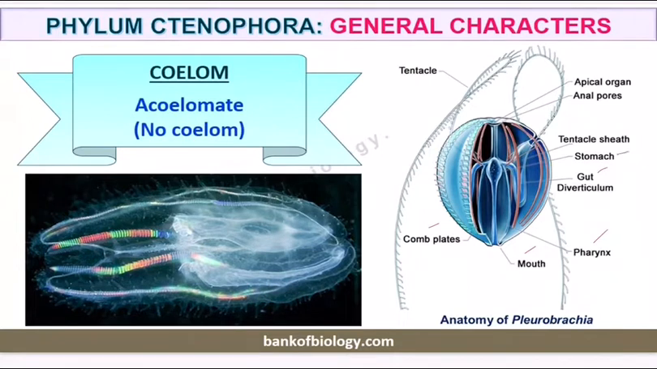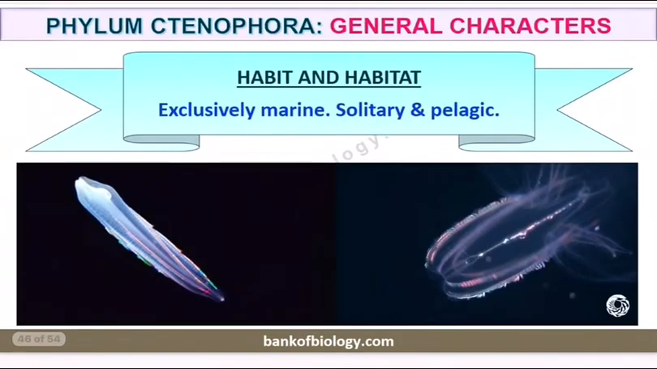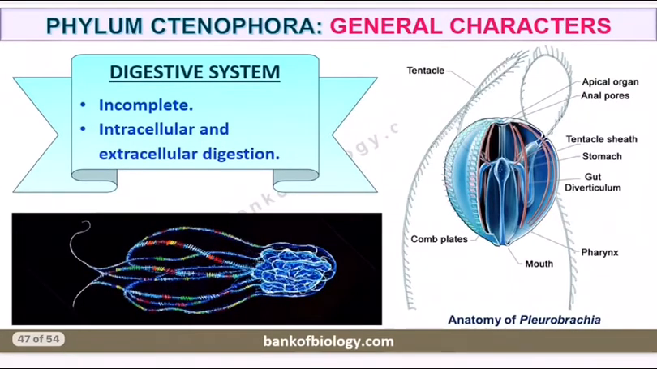There is no coelom. As you are seeing the anatomy of Pleurobrachia, you can see there is no presence of coelom. It's all filled. So you have comb plates, which is another characteristic. Mouth, pharynx, gut, stomach, tentacle sheath, anal pores, apical organ, and tentacles. But look at that. There is no body cavity. So still they are acoelomates. Where do you see them? They are exclusively marine. They are sea animals, solitary and pelagic. Okay, they are alone. They don't appear in groups.